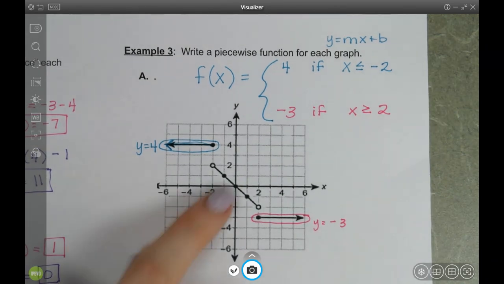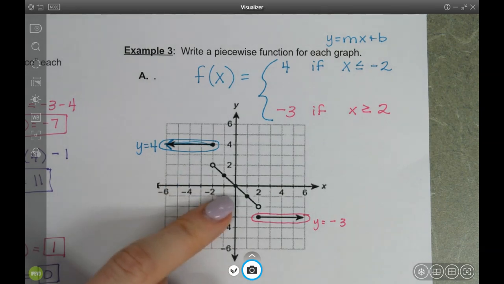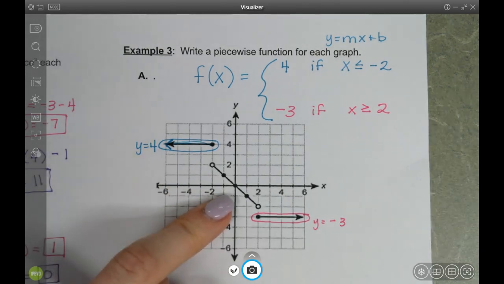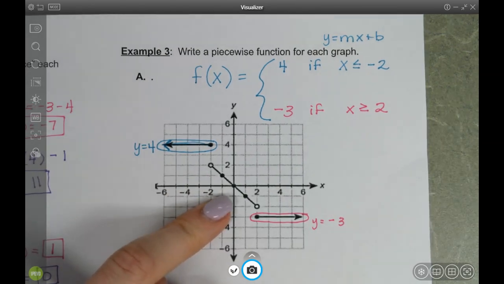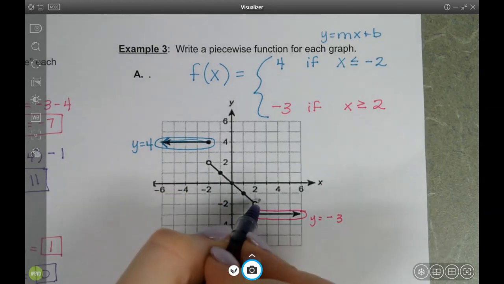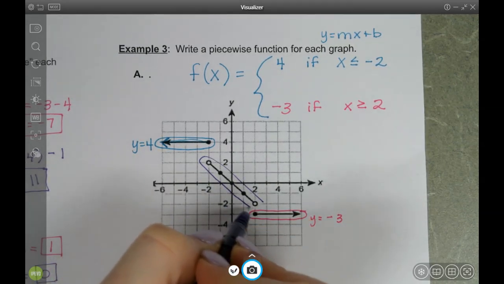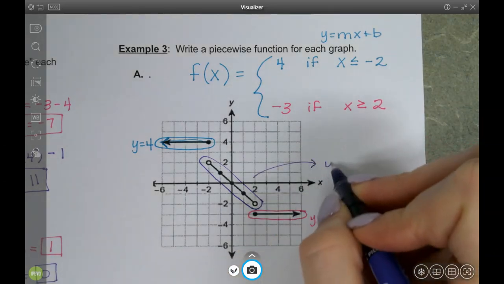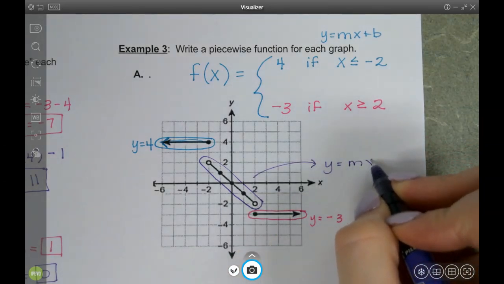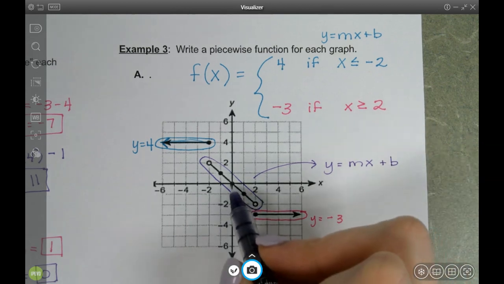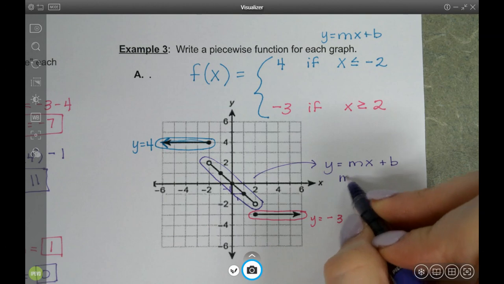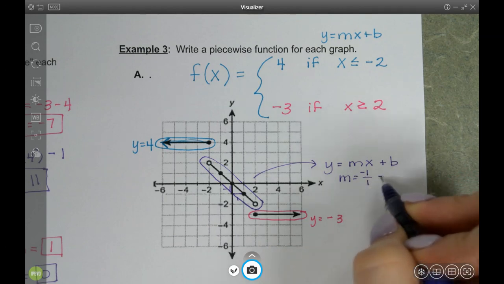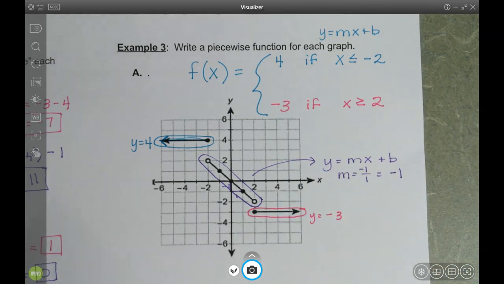Okay, now we have this diagonal line here. Since it's not horizontal, that means it's got a slope and a y-intercept. So for this middle line right here, what's going to be the slope of that line? -1. I'm going down 1, right 1. So my slope is -1/1, or -1.